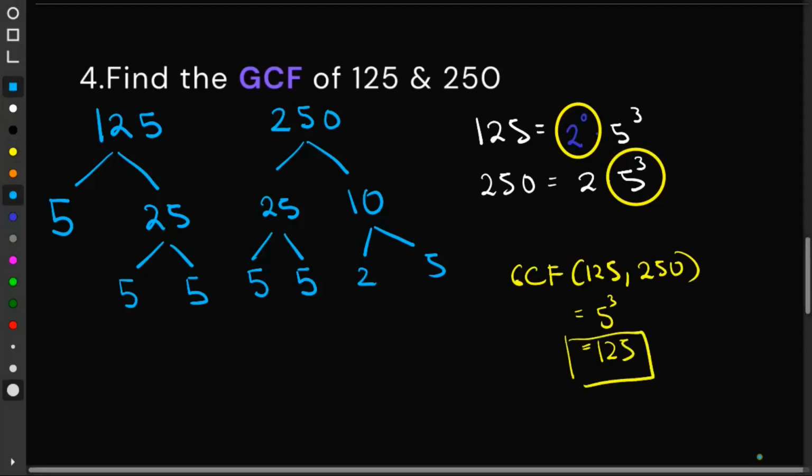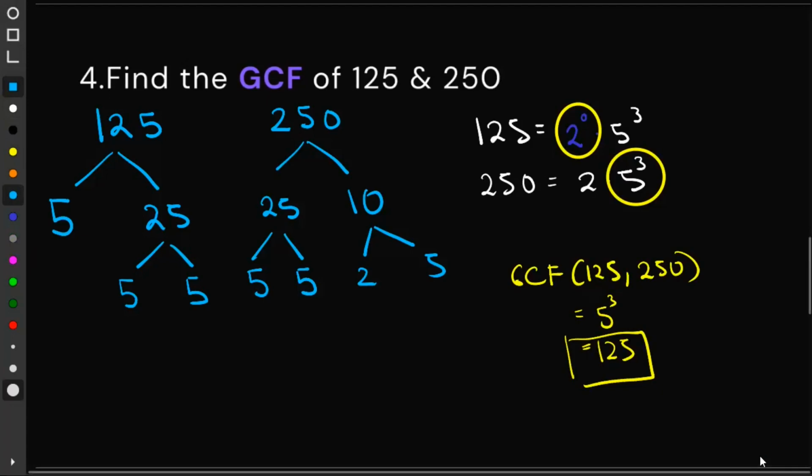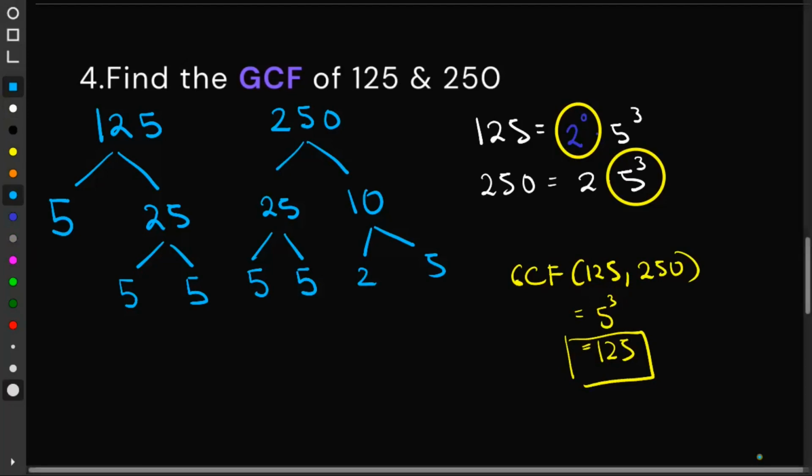Observe that 125 is actually one of the numbers, and that is possible when one of the numbers is a factor of the other number. In this case, 125 is in fact a factor of 250, since 125 times 2 is 250.